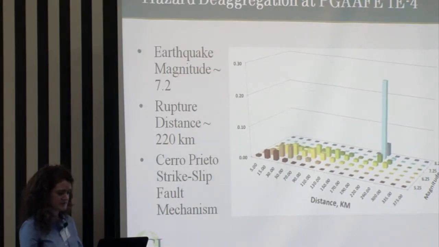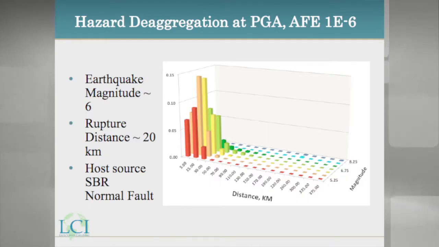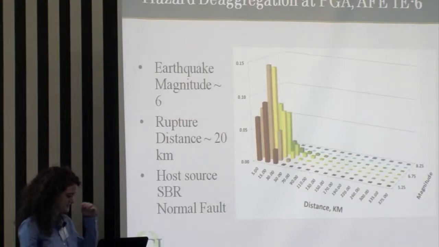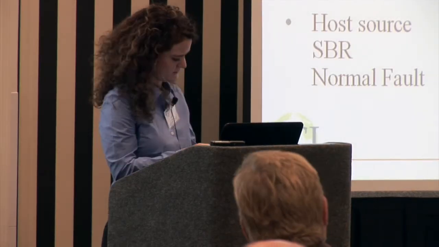Moving on to 10 to the minus 6, where now the background sources are the major contributor. You can see that it's primarily at small distances and smaller magnitudes, where we have an earthquake of magnitude 6 and a rupture distance around 20 kilometers. And this is the host source, which has a normal fault mechanism. So at PGA, there are a few different things playing around.